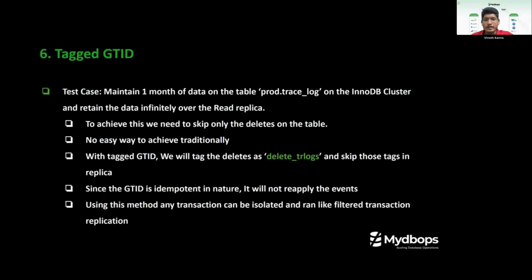So we are going to fake the replica, saying that I have applied the entire range of this tag. Then whatever operation you perform under the tag won't get replicated. Using this method, we can isolate any transaction and filter it in replication.